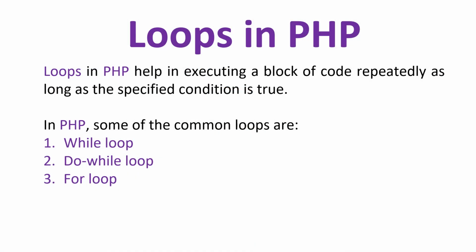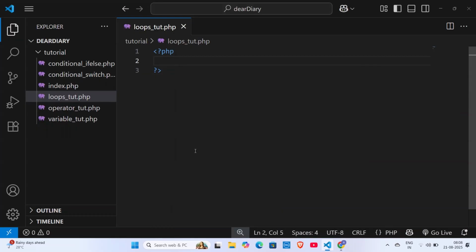Moving on to the next topic, we have loops. Loops in PHP help in executing a block of code repeatedly as long as the specified condition is true. In PHP, some of the common loops are while loop, do while loop, and for loop. Let's execute each one by one.